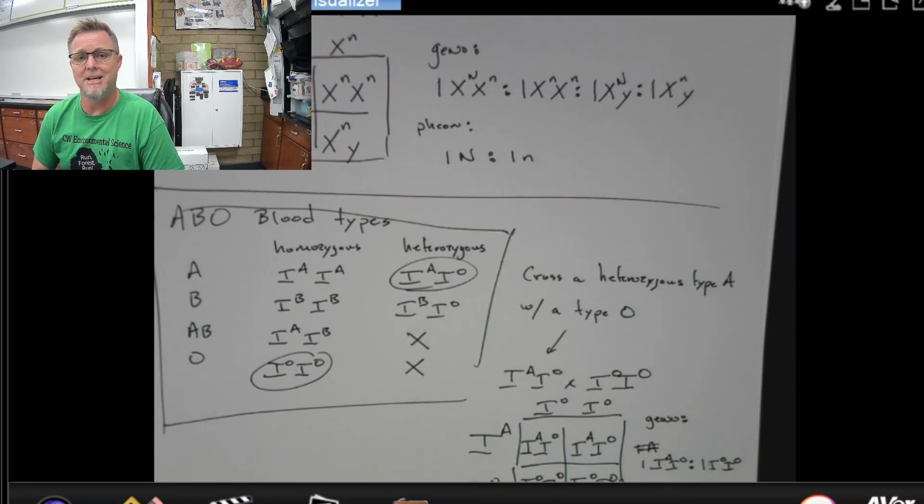All right, ladies and gents, that's how you do Punnett squares using complex human hereditary scenarios. I hope you've learned lots. Practice this, practice till you get it down.